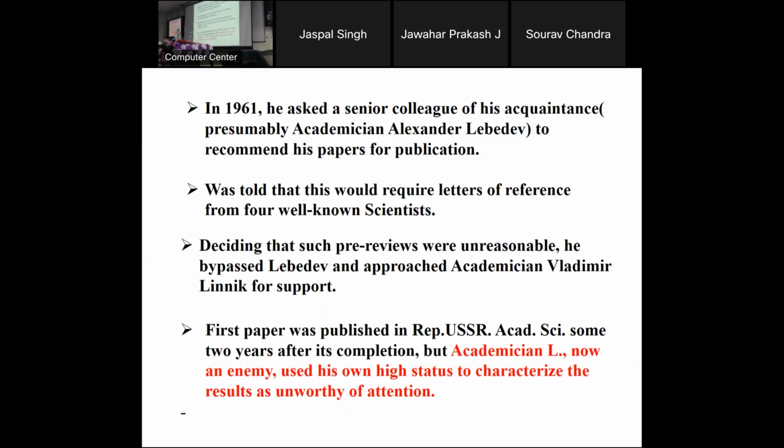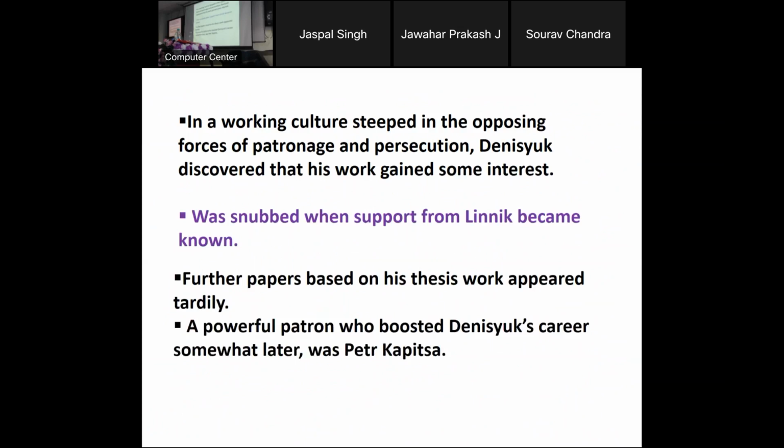And so Lebedev became an enemy, and he called the work unworthy of attention. In a working culture steeped in the opposing forces of patronage and persecution, Denisov discovered that his work had gained some interest. He was snubbed when support from Linnik became known. But the papers based on his thesis appeared tardily. The powerful patron who pushed Denisov's career somewhat later was Peter Kapitsa.